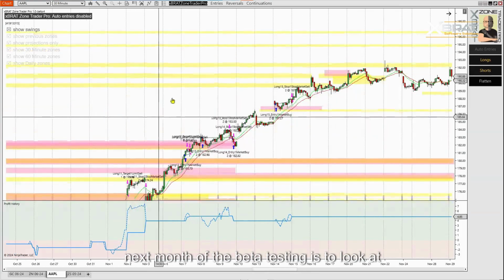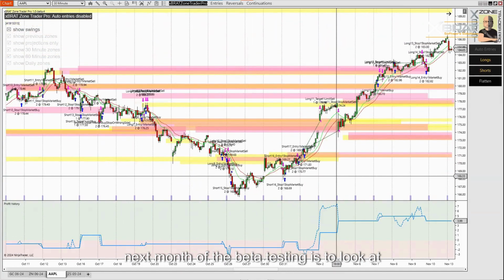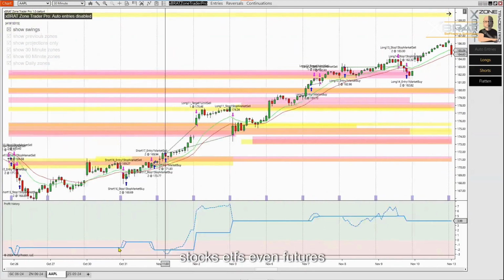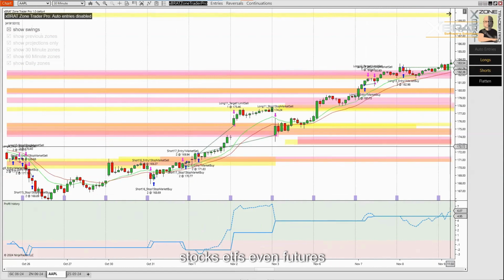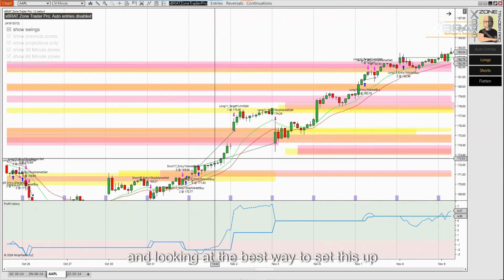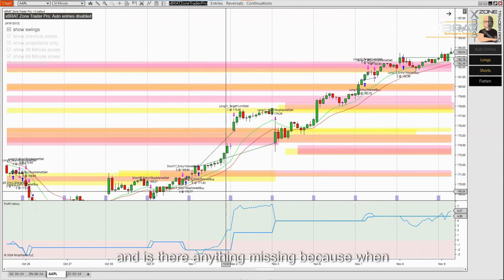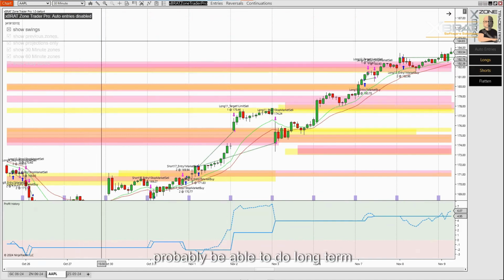The next month of the beta testing is to look at stocks, ETFs, even futures, and looking at the best way to set this up. And is there anything missing? Because when we release this to the public, we want to make sure that it's good for scalping, day trading, and short-term swing trading. We won't probably be able to do long-term.